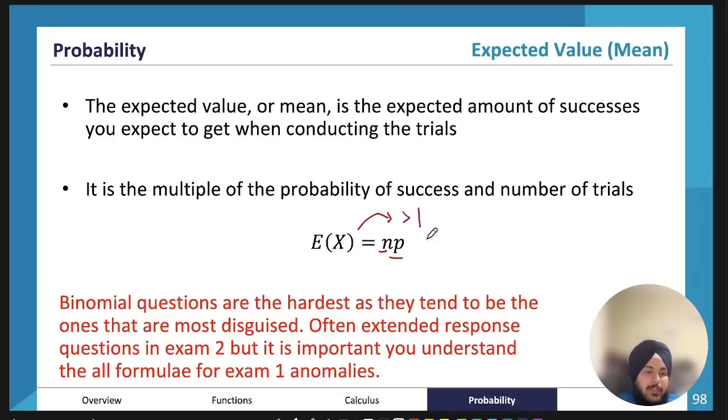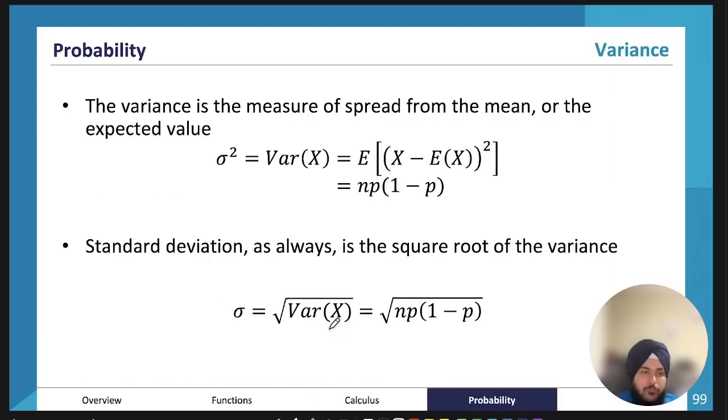Binomial distributions, just to give everyone a heads up, tend to be disguised in the question. They're not going to be explicitly stated to you. So it might be related to, for example, a normal distribution question, and then it ends up being a binomial distribution question. So really trying to recognize when a question is about a binomial distribution is really important in this case.